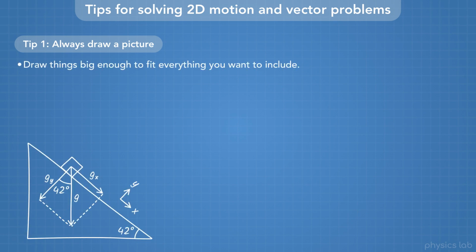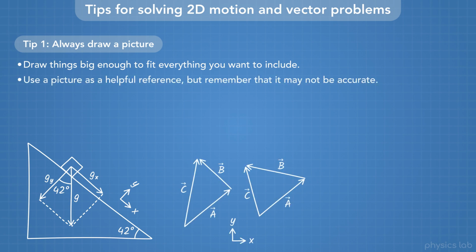Draw things big enough to fit everything that you want to include. Use a picture as a helpful reference, but remember that it may not be accurate. Unless you use a ruler and a protractor, your vectors and angles probably won't be accurate. For example, if we're given the magnitudes and angles of vectors A and B and asked to find their resultant vector C, the vectors we draw might not be accurate enough to show us if C points in the positive or negative x direction. So it's always good to draw things out, but trust the math instead of your picture.